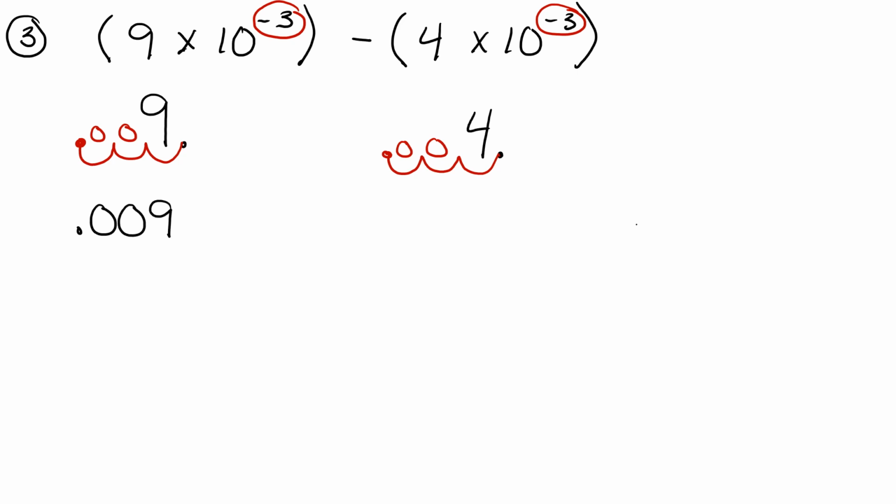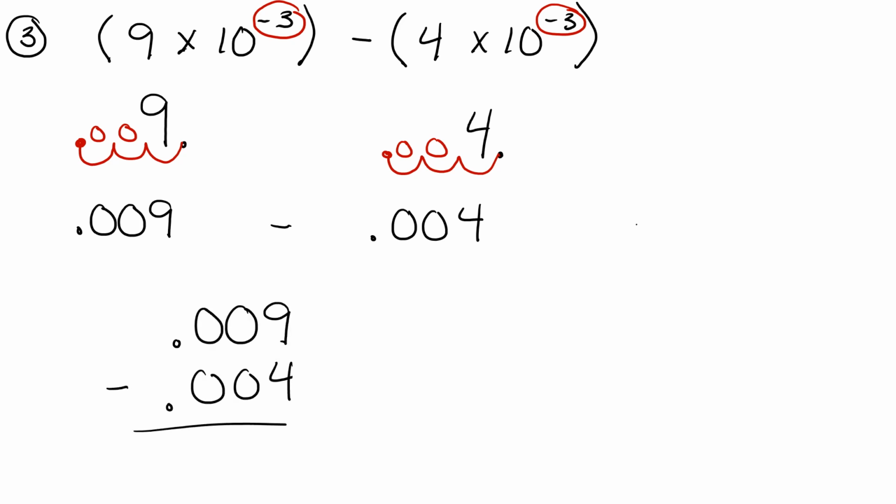We're going to take our new numbers and we're going to subtract them. So 0.009 minus 0.004. Notice we line up those decimal points. 9 minus 4 is going to give us 5. 0 and 0 are still 0. And our decimal point comes straight down.